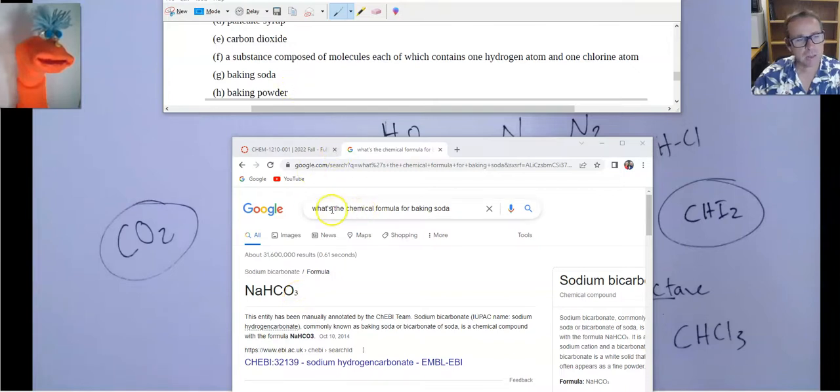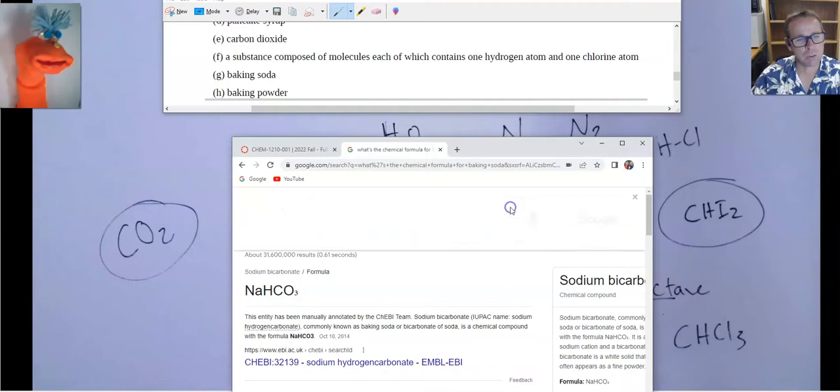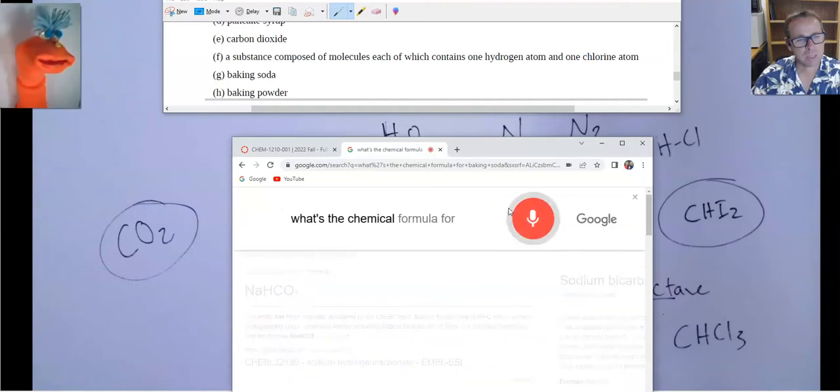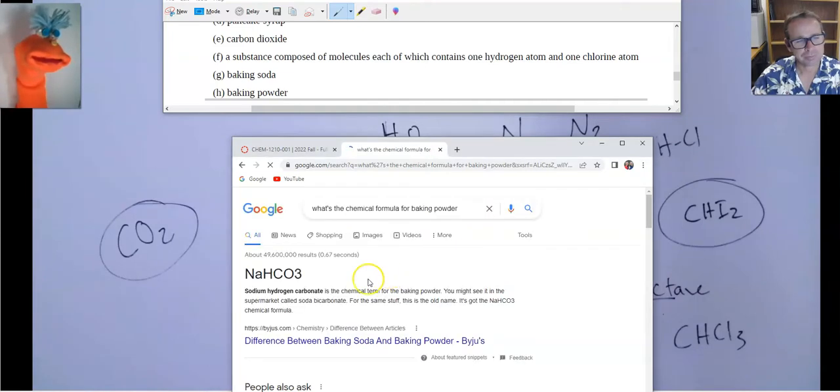What about baking powder? What's the chemical formula for baking powder? Sodium hydrogen carbonate. According to Byju's, sodium hydrogen carbonate is the chemical term for the baking powder. You might see it in the supermarket called soda bicarbonate.